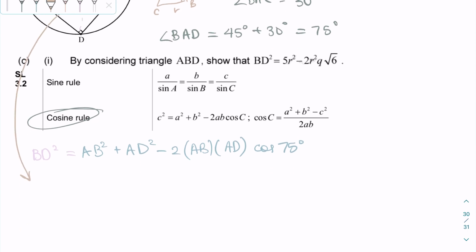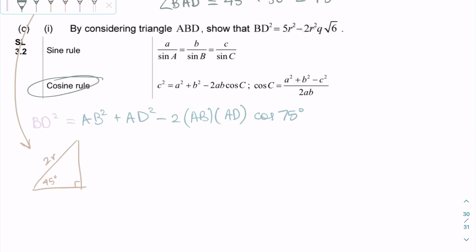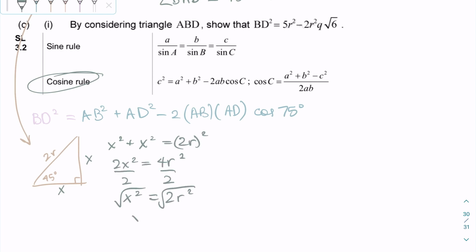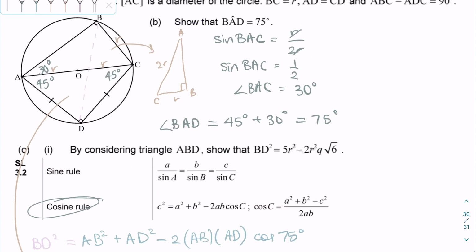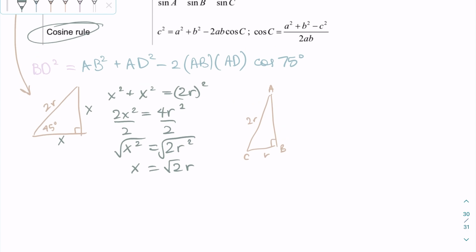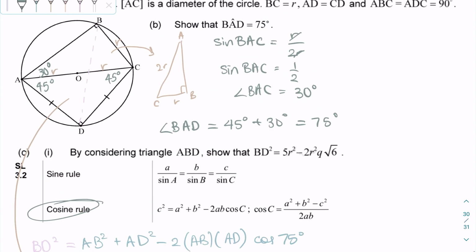Let's now consider side AD and see if it can be represented in terms of r. I will represent side AD with x for now. If we use the Pythagorean theorem, we get r square root of 2. Now let's see if we can do the same with the triangle BAC. After applying Pythagoras, we get r square root of 3 for the side AB.